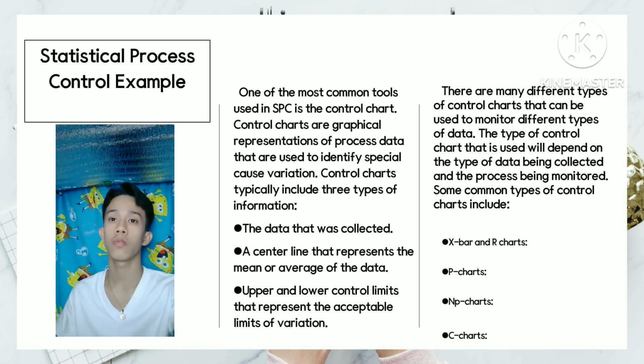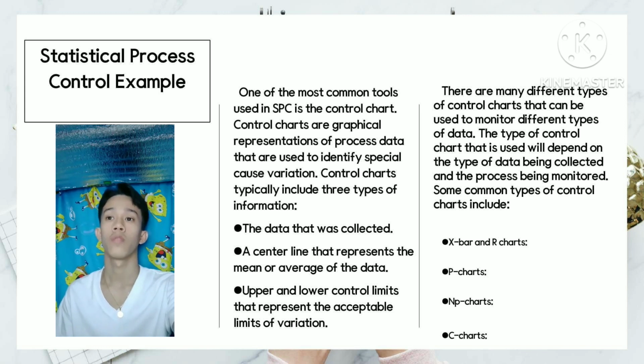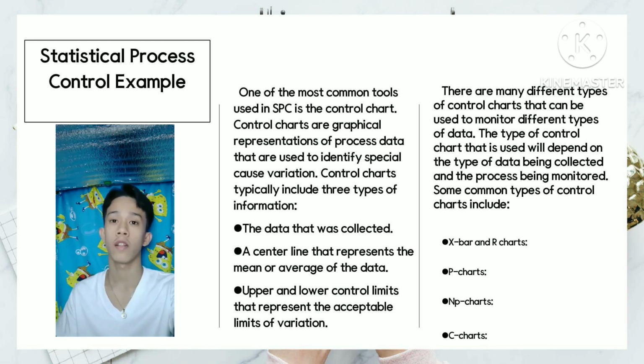One of the most common tools used in SPC is the control chart. Control charts are graphical representations of process data that are used to identify special cause variation. A control chart typically includes three types of information: the data that was collected, a central line that represents the mean or average of the data, and upper and lower control limits that represent the acceptable limits of variation.